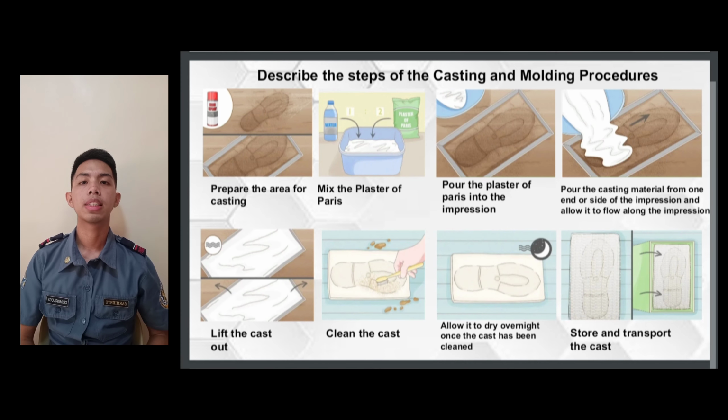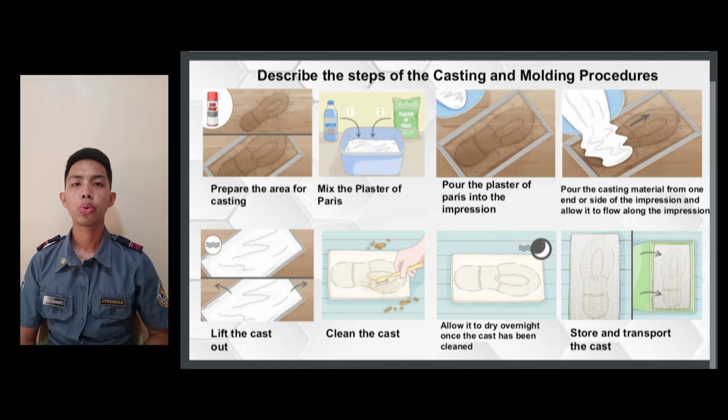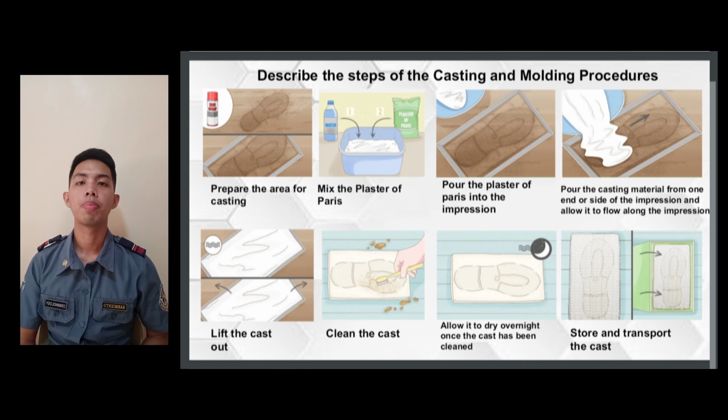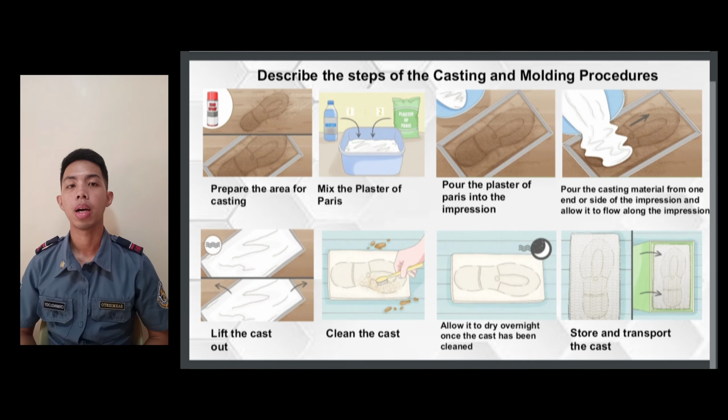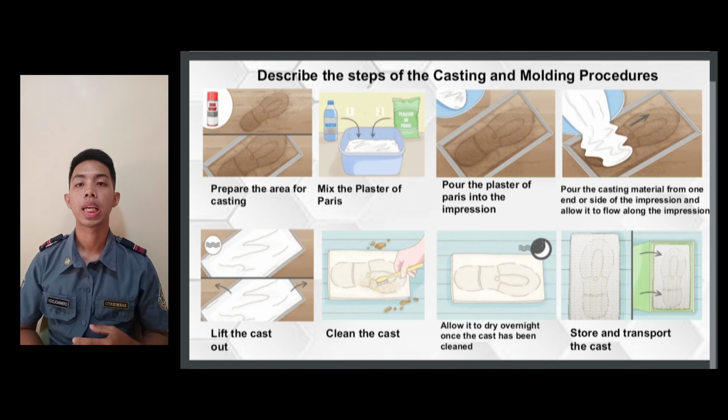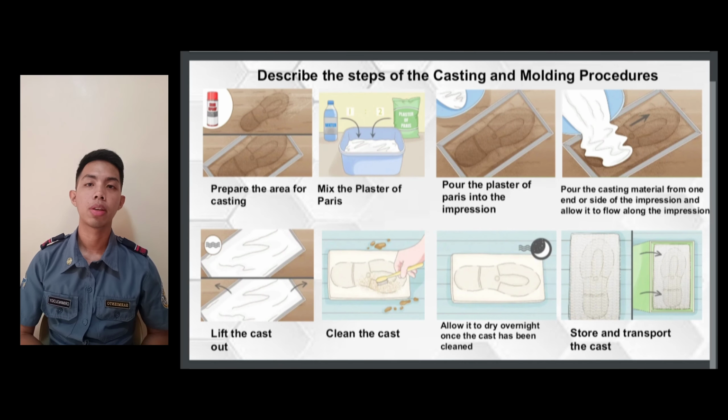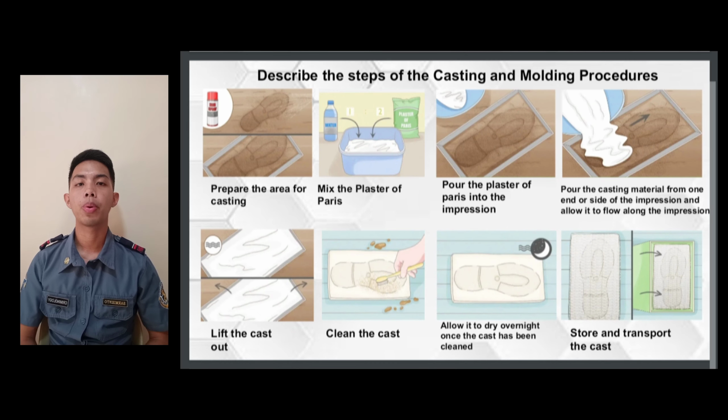Second, mix the plaster of Paris. Pour 2 parts plaster mixed to 1 part water into a plastic bag. Then the mixture can be kneaded through the bag to remove any air bubbles and ensure a proper mix. Add more water to get a smooth, even consistency.